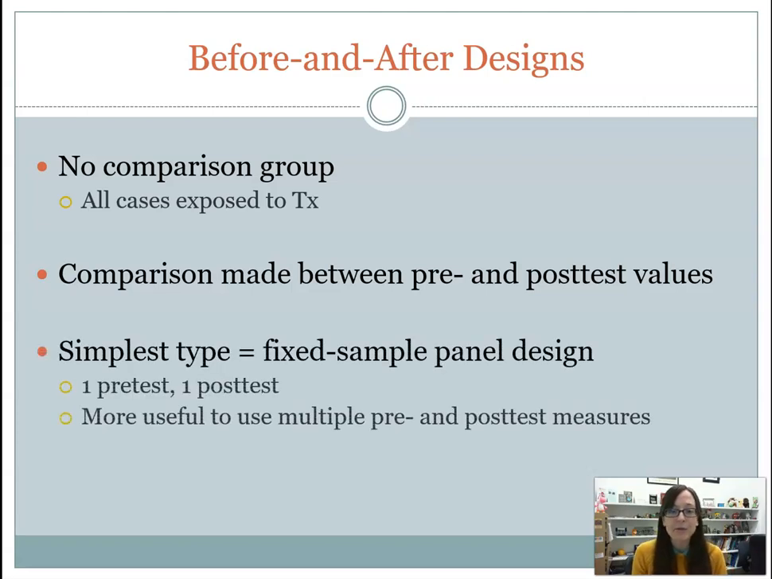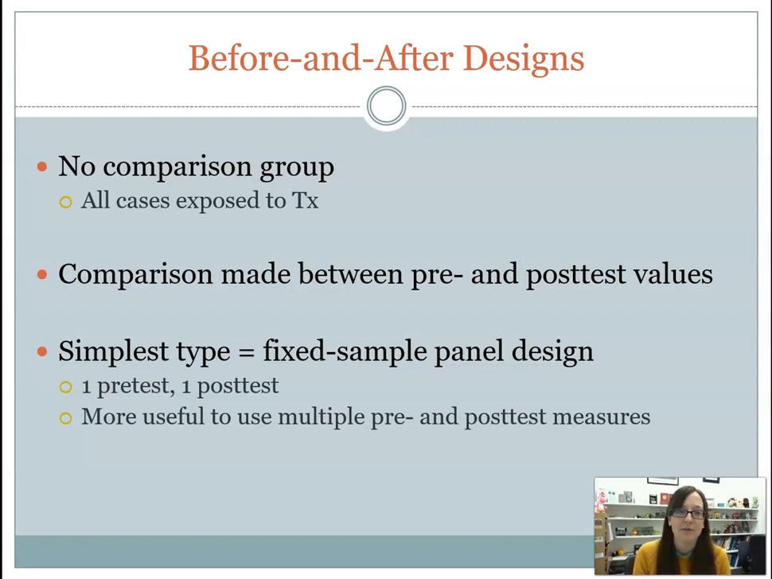And so the simplest way that this looks is that you have a fixed sample panel design, which we know from our longitudinal discussion is the same people at two different time periods. And so you have the same people, you've got one pre-test, and then you've got one post-test.